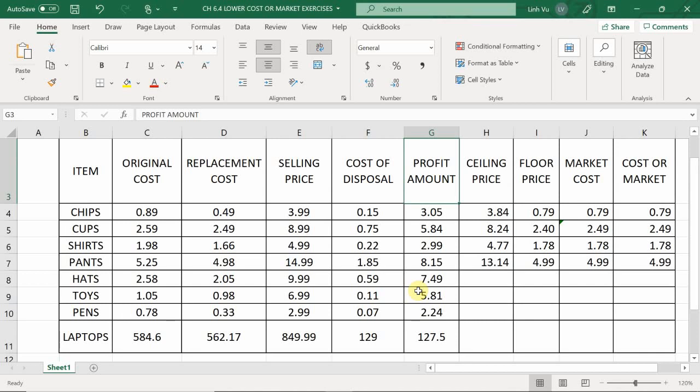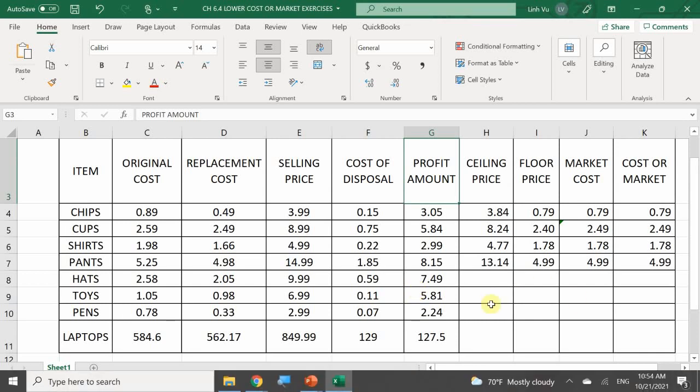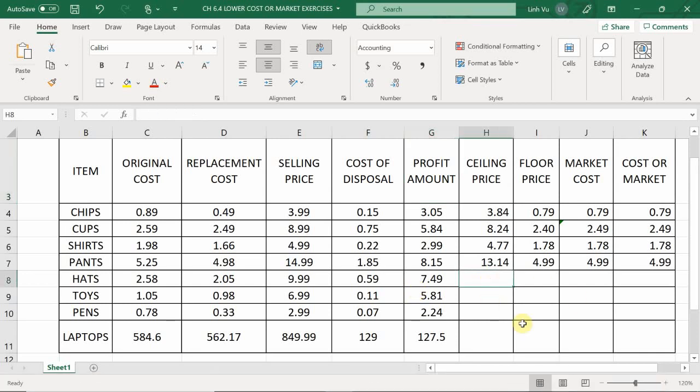So again, here we have some hats that I bought for $2.58. Okay. To replace it is going to cost me $2.05. I'm sorry. Replacement cost means it's going to cost me $2.05 instead. I sell this hat for $9.99. To dispose, it's going to cost me 59 cents, and the amount of profit is $7.49.